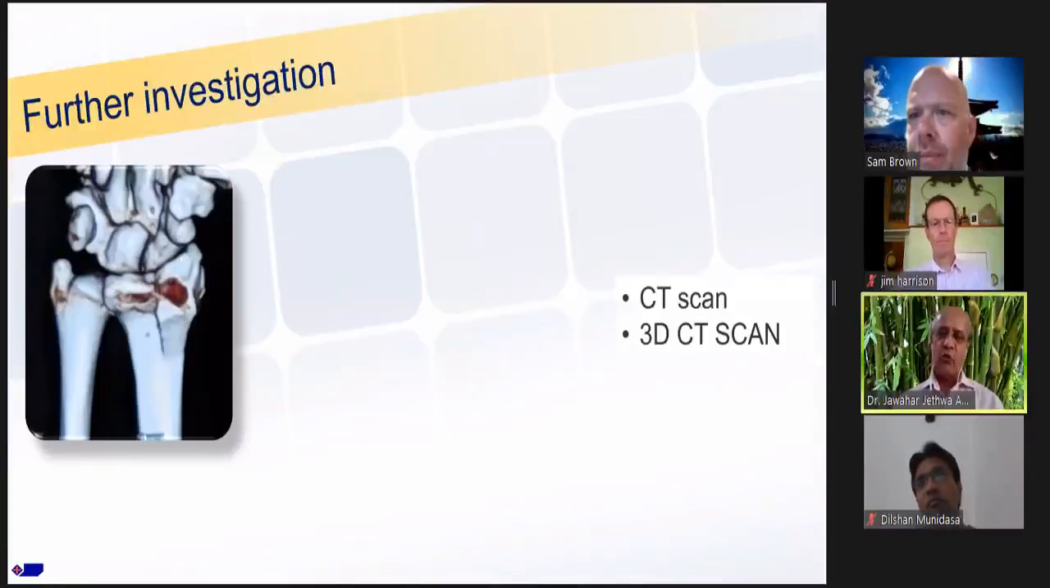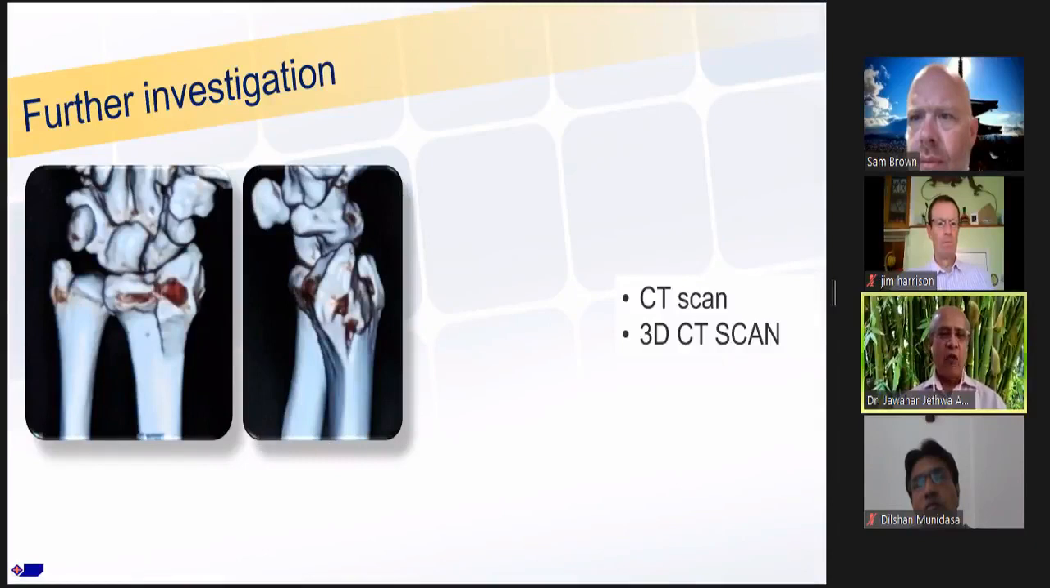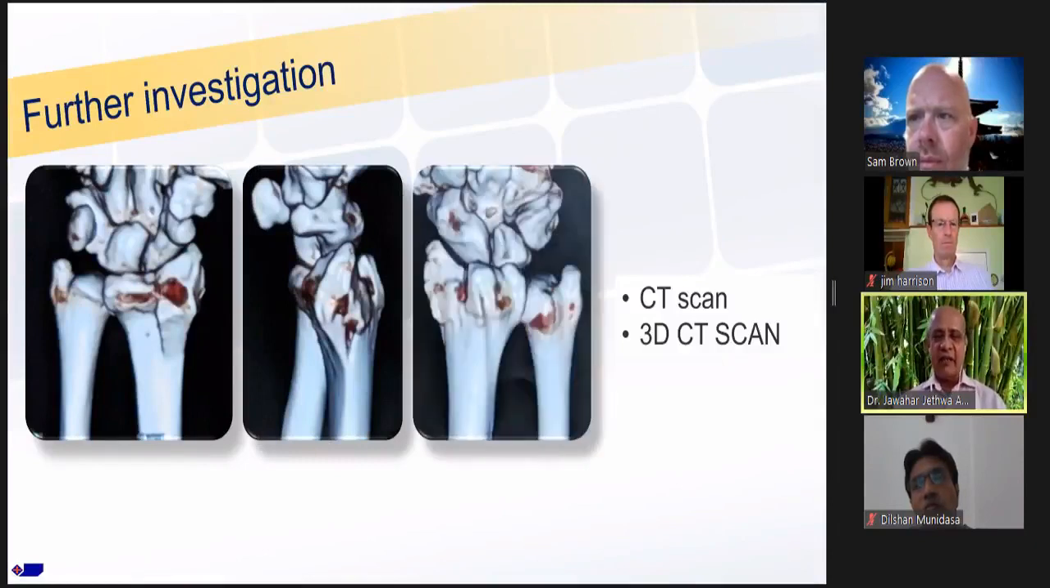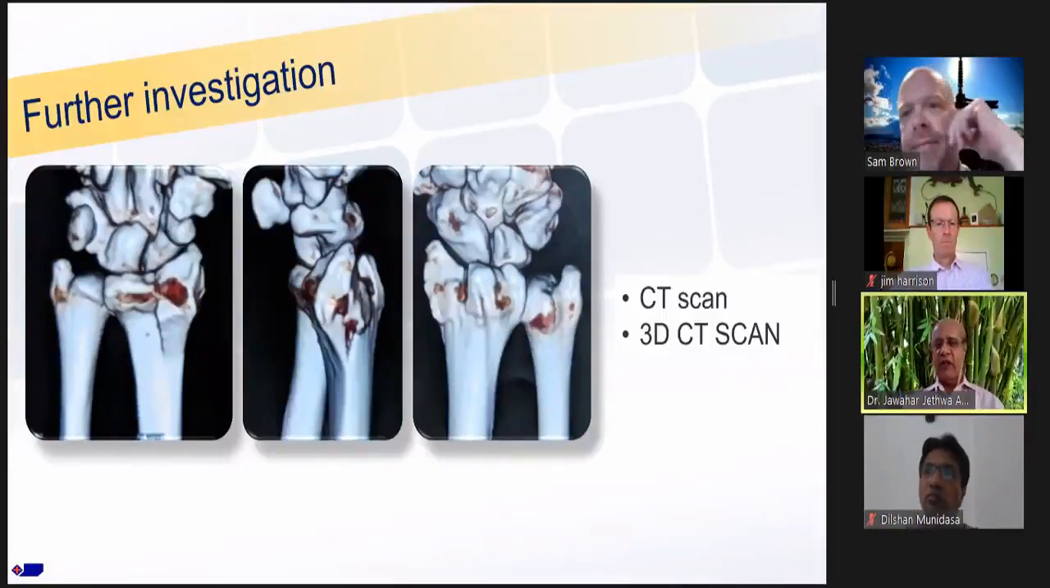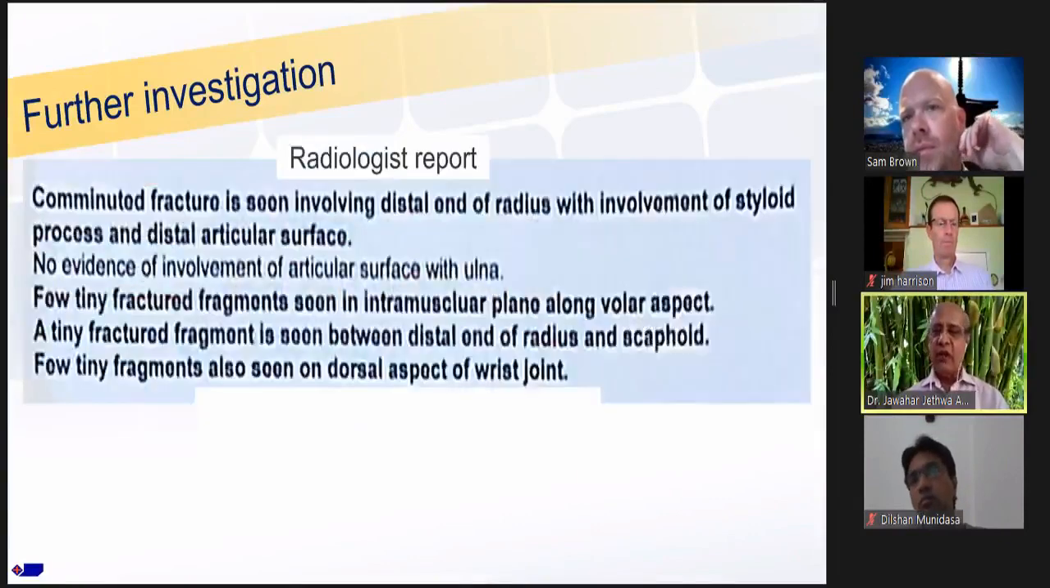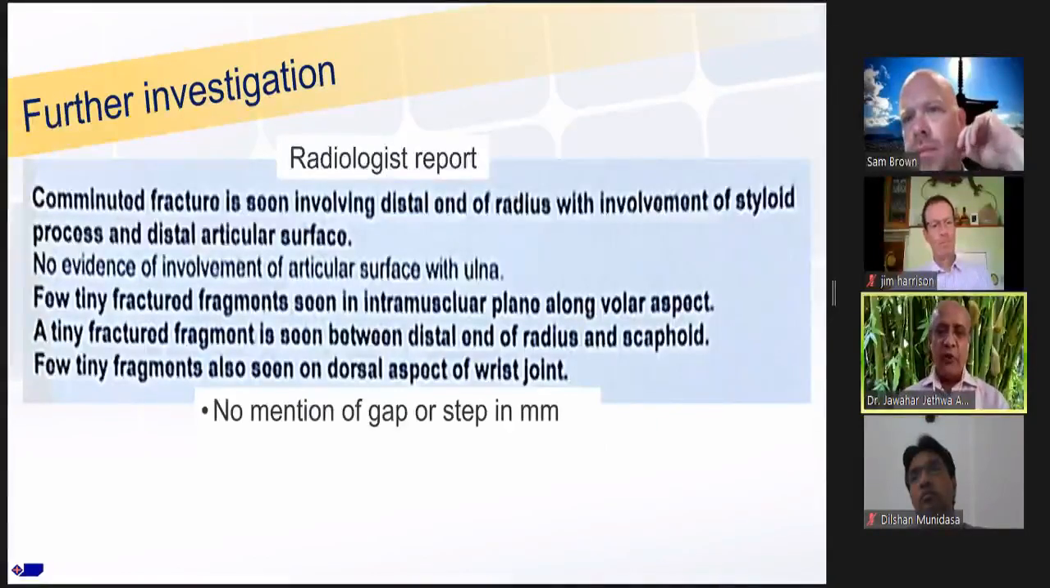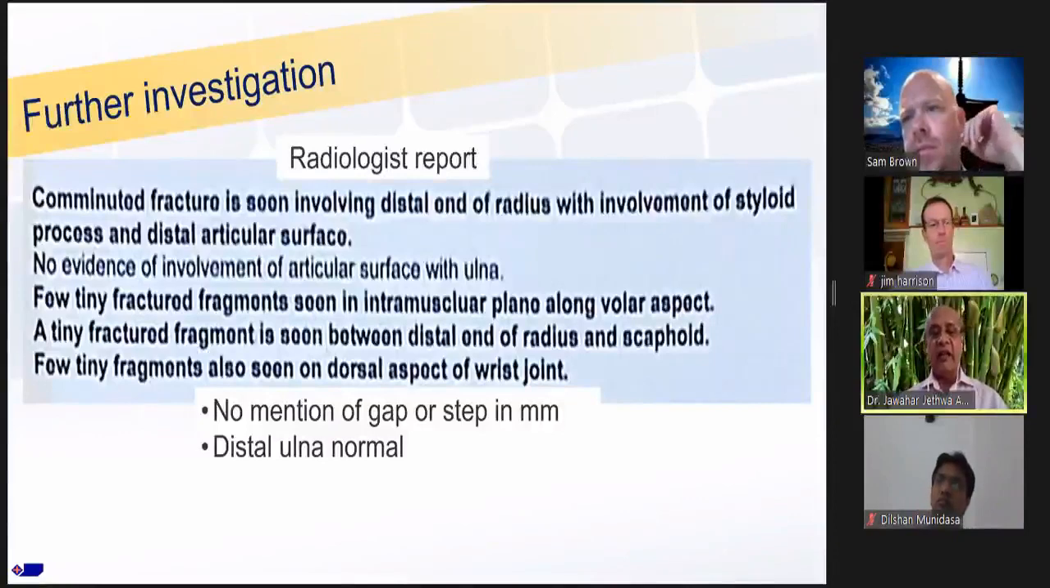To explain to the patient, it is very important to have a 3D CT. 3D CT shows a very dramatic view. So this is a volar view, this is a medial lateral view, and this is a posterior view. And I also was convinced that since he doesn't want it, I should try without operation. So we again tried to explain to the patient the radiology report. And the radiologists usually don't mention the exact gap, though some of them are now showing it. And he very clearly mentioned the distal ulna as normal.